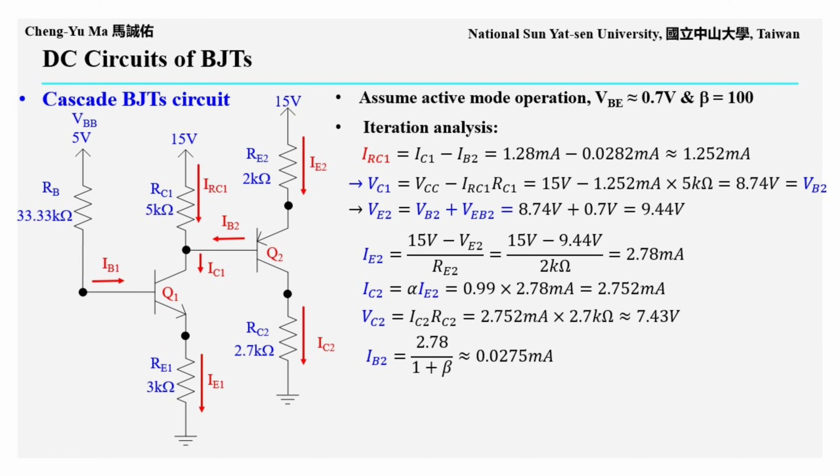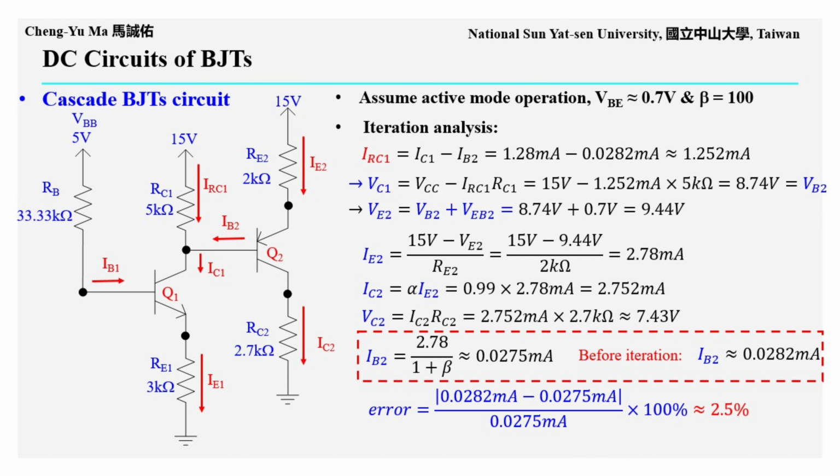Also, IB2 equals IE2 divided by 1 plus beta, so IB2 is about 2.78 milliamps divided by 101, or 0.0275 milliamps. Finally, we compare the value of IB2 after one iteration with the value obtained before iteration, when the effect of IB2 was ignored in calculating IRC1. The difference is only about 2.5%. In other words, using the approximation that IB2 is much smaller than IC1 gives a quick result for the whole circuit, and the error is not large.